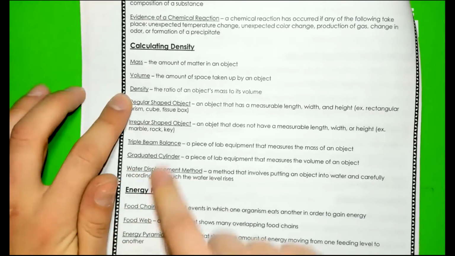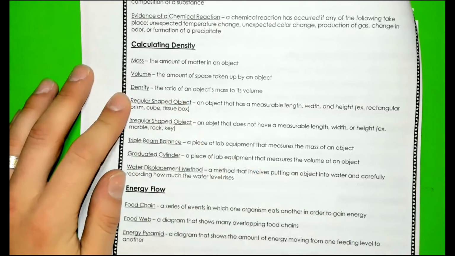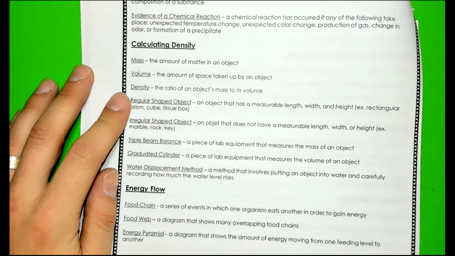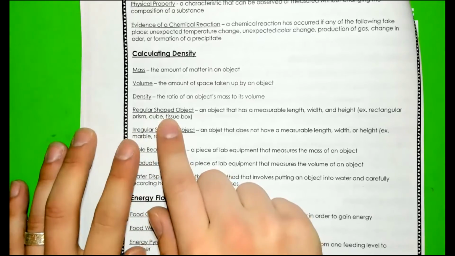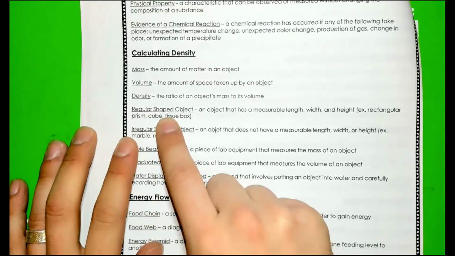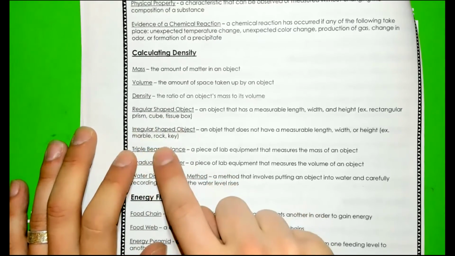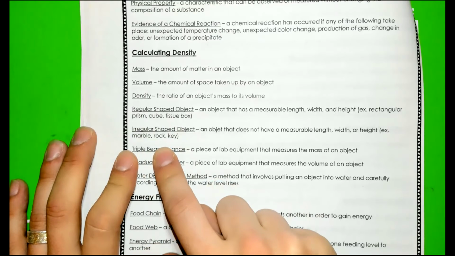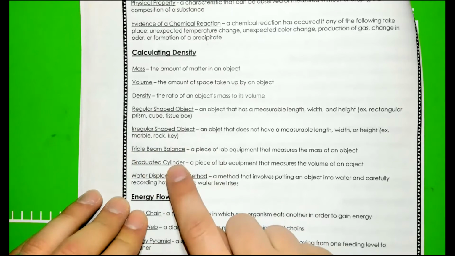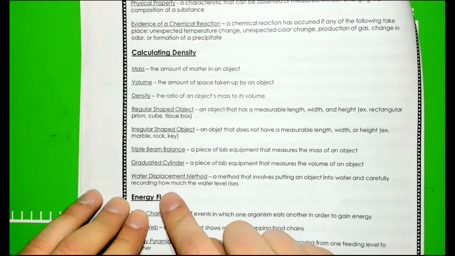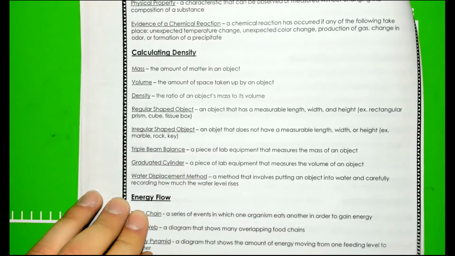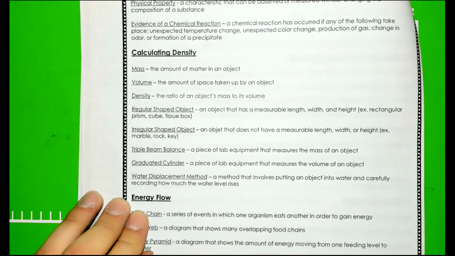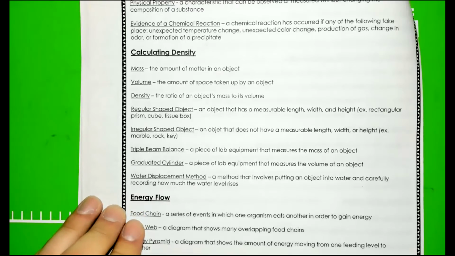Next, density is just the ratio of an object's mass to its volume. Mass divided by volume. It's easy to figure out the volume of a regular shaped object, length times width times height, but it's harder to find the volume or density of an irregular shaped object. That's why we have to use a graduated cylinder and the water displacement method. A graduated cylinder is that lab equipment with the numbers on the side, looks like a long tube. You drop something in there and you can see the water rise, you can see the water displace.